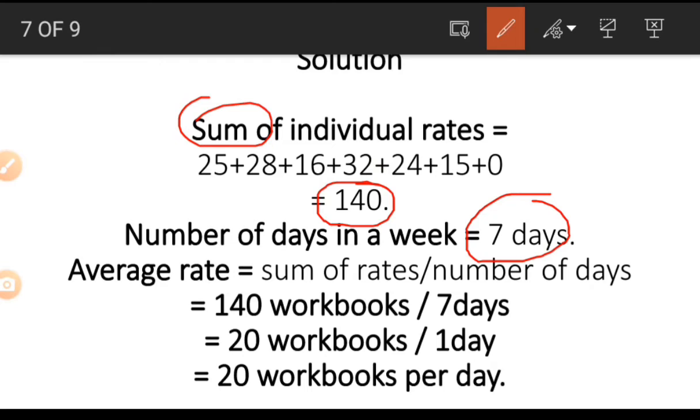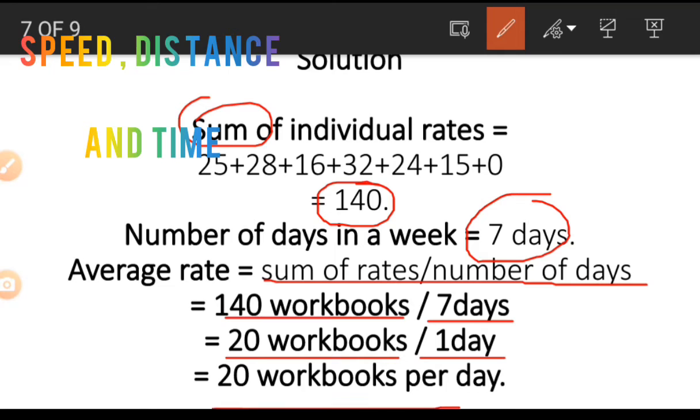The number of rates can be compared to the number of days, which is 7 days. And then we find it by simply dividing. So we have 140 workbooks over 7 days. When we divide both sides by 7, we are going to have 20 workbooks per 1 day, or 20 workbooks per day. Now let's look at speed, distance and time.